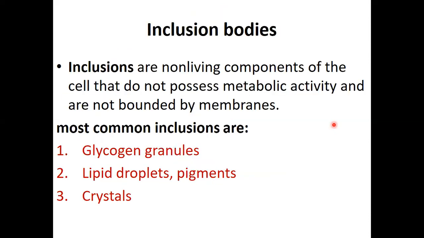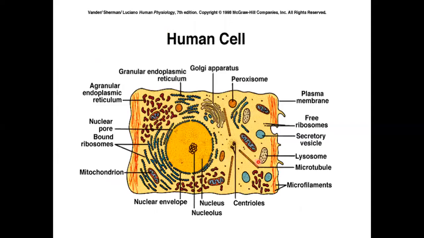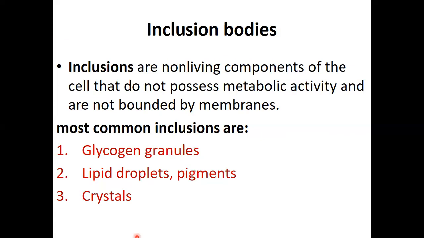Let's look at inclusion bodies. Now, inclusion bodies are not organelles, but these substances listed here, 1, 2, 3, are always part and parcel of the cell. So we can't ignore them. So they fall under formed elements. So you can see these small, dark spots like that. So inclusion bodies are of 3 types.